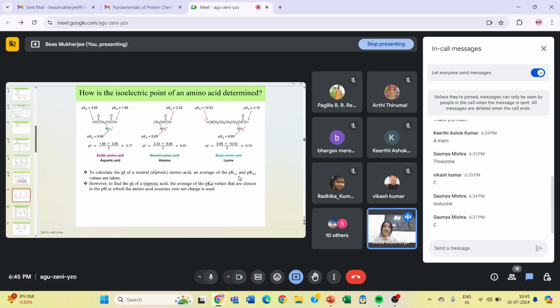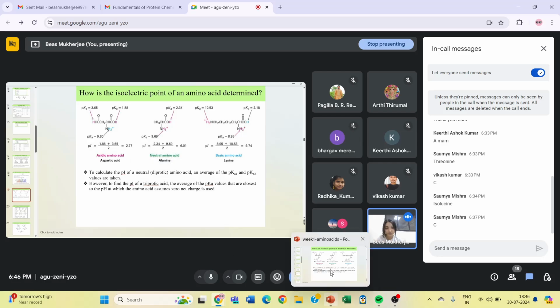So, for example, for the positively charged amino acid, which is lysine, which two will you take? The ones that are closest to net neutral charge. So this 8.95 and 10.53, and therefore your pI is going to be very high. Similarly, for the acidic amino acid, your pI will be very low, and you will take the two pK values that are very close to the point where the net charge will be 0. So pK1 and pKr.